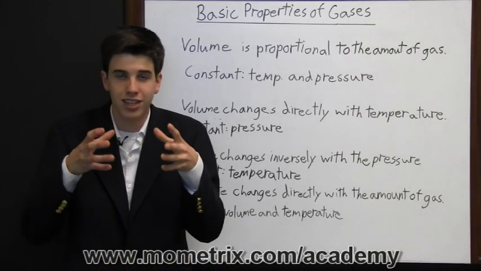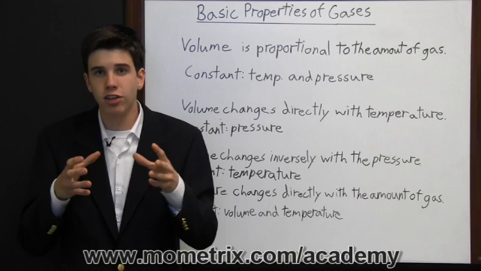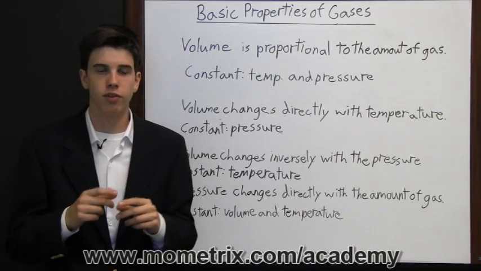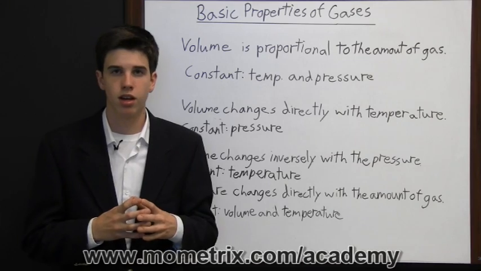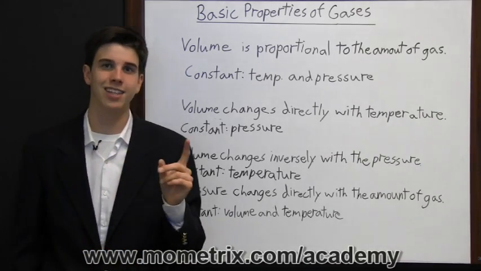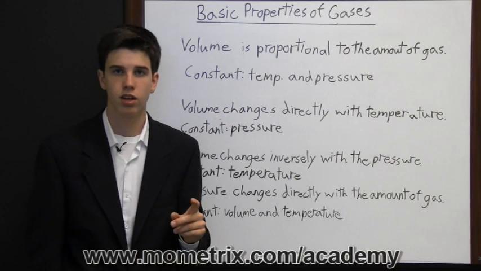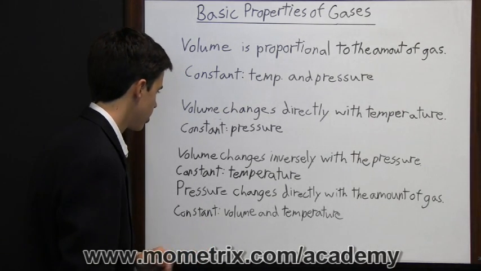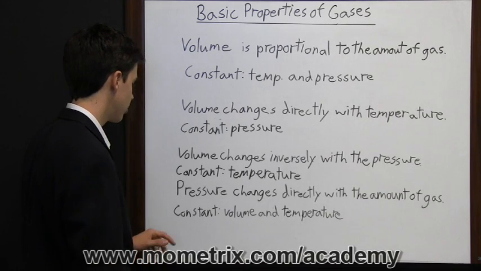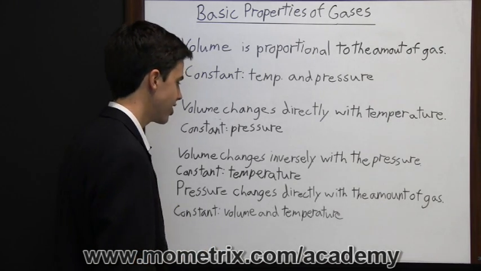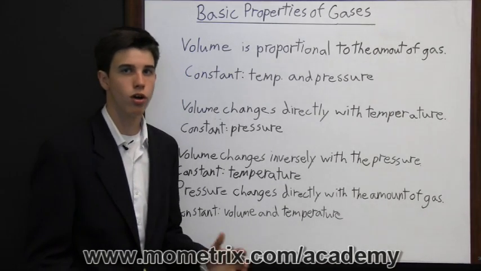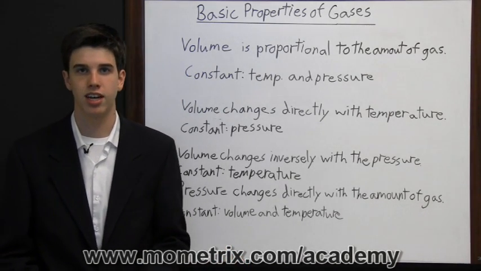The balloon is always going to be the same size. But if you add more air to it, then there's more air molecules that are going to hit the side of the balloon more often. So that increases pressure. But if there's less air inside that balloon, then the air molecules are going to hit the sides of the balloon less often, which decreases the pressure. So that's why we say pressure changes directly with the amount of gas. Now, for this to be true, like I said, the volume has to be constant and the temperature also has to be constant. So those are the 4 basic properties of gases.